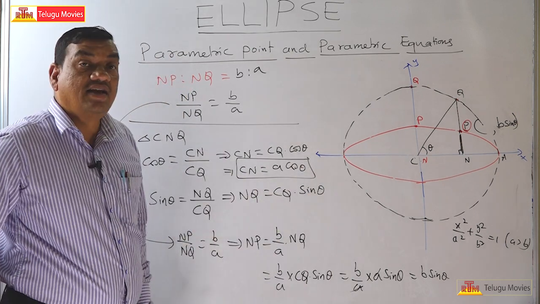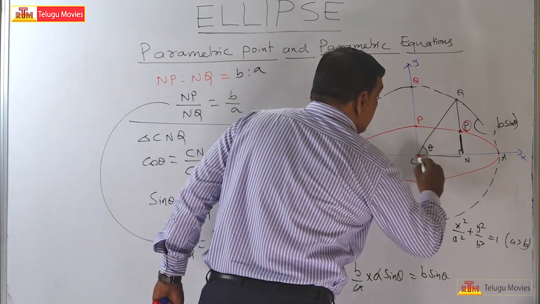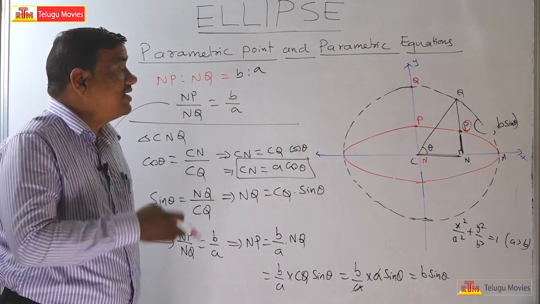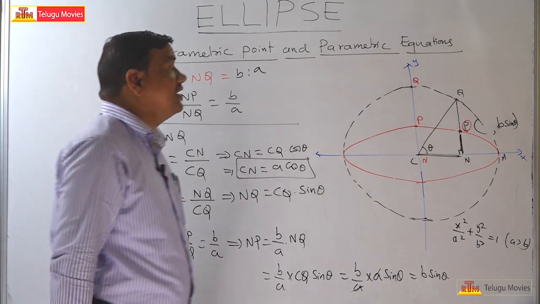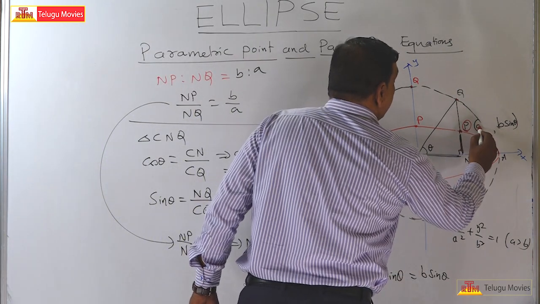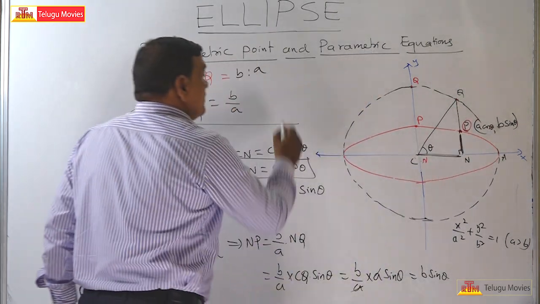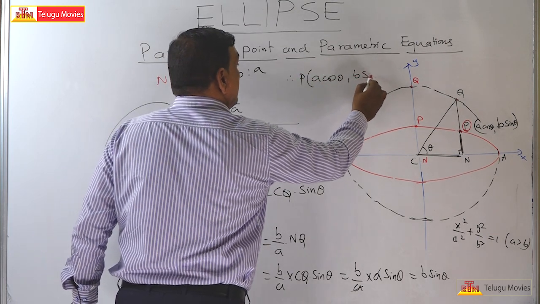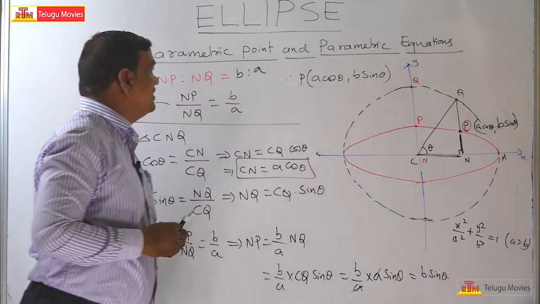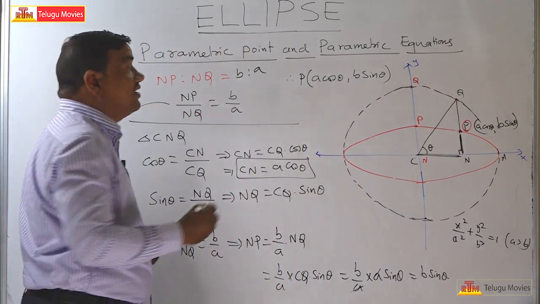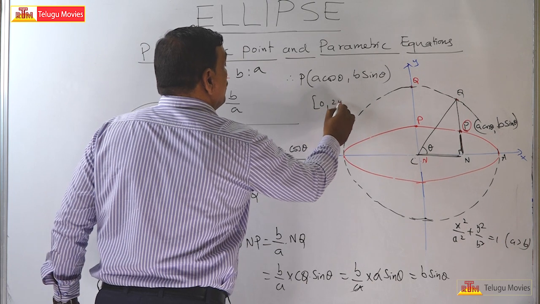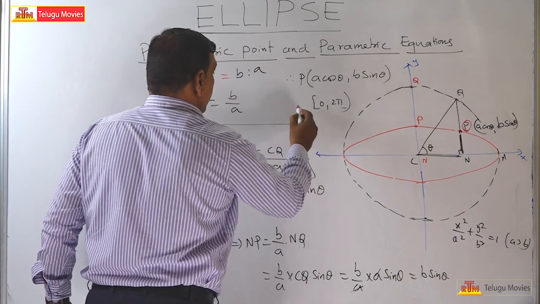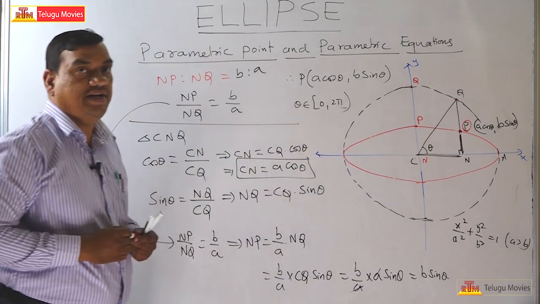Therefore, what is CN? CN is nothing but the x coordinate of the point P. That is given as a cos theta. Therefore, any point is a cos theta and b sin theta, where theta lies between 0 to 2 pi. Theta belongs to 0 to 2 pi radians.